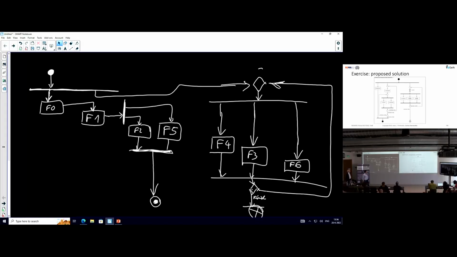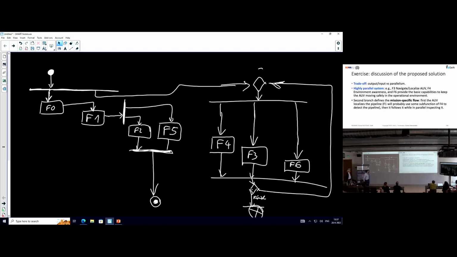First of all, you can check in the slides that we share with you a proposed solution. And please send me any comments or questions, like, hey, this is wrong, no, this is not how we do it in our AUV. Please let me know, and we will start changing our architecture for the REMARO AUV. We already discussed that there was a trade-off between the inputs and outputs that you see in the n-squared matrix and the parallelism of this kind of system.